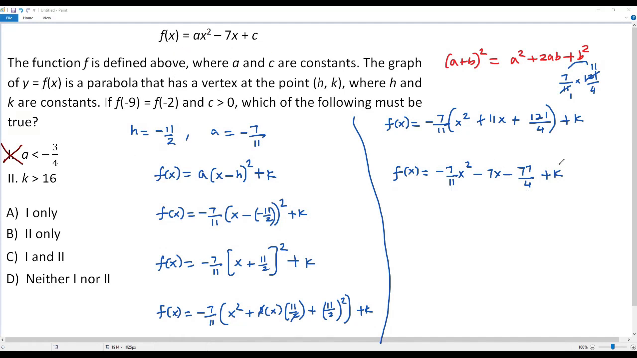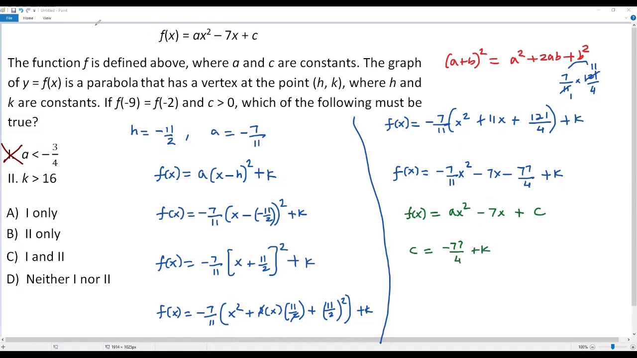Okay, now let's compare the quadratic function we got over here with the given quadratic function. Let me write the given quadratic function over here. That is f of x equals ax square - 7x + c. We have an x square term, an x term, and this is a constant term. Here the constant term is c. At the place of c, we have negative 77 over 4 + k. So the value of c equals negative 77 over 4 + k.